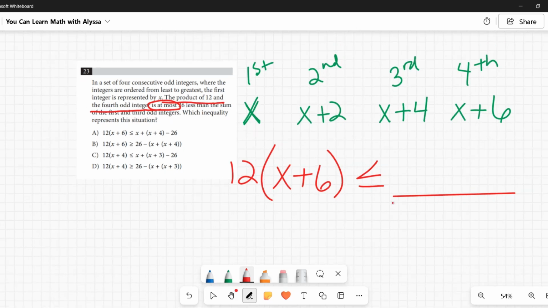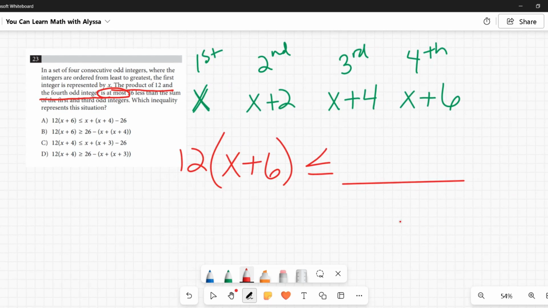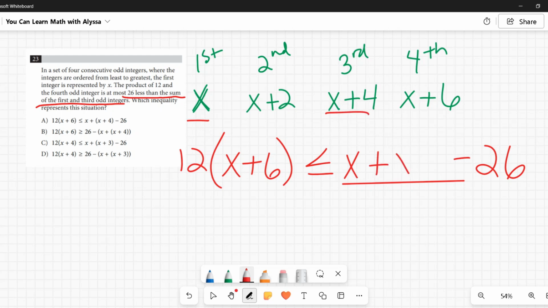So it is at most 26 less than, so I'm subtracting 26. It is 26 less than the sum of the first and third odd integers. Okay, so my first integer is x and my third is x plus 4. So I am adding x plus 4 and it's 26 less than that.